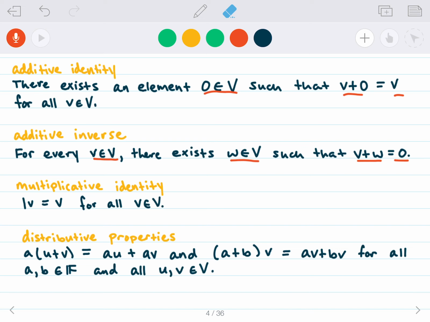Multiplicative identity, this is pretty straightforward as well. 1 times v equals v for all vectors in your vector space. So multiplying by a scalar 1 isn't going to change your vector.